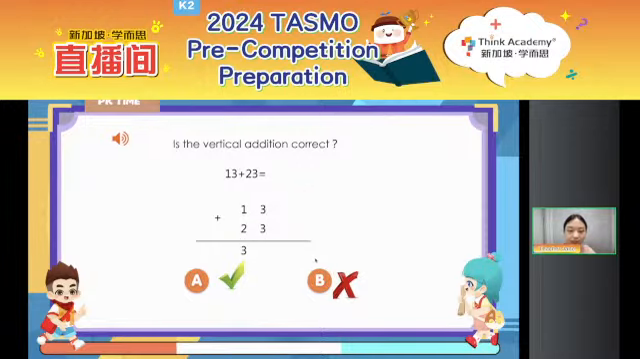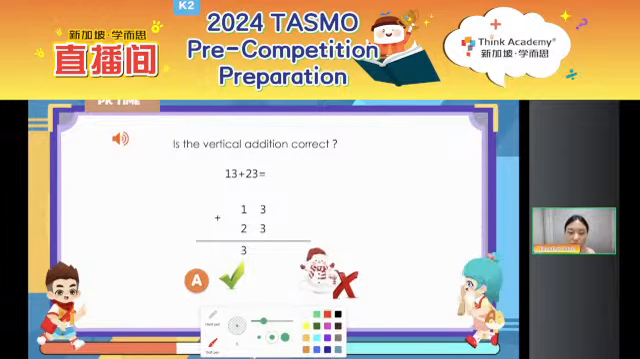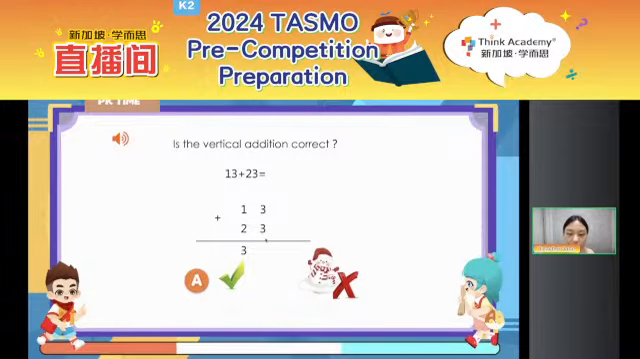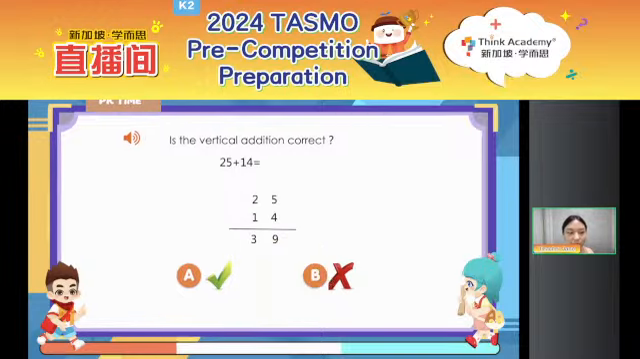How about this? Is it correct? A or B? We just said that we need to start from the ones digit, right? So this time, also wrong. We need to start from the ones digit to the tens digit. So this time, what we need to do is just do 3 plus 3 equals 6, 1 plus 2 equals 3, right? Good job, everyone. Then how about this? Is this correct?